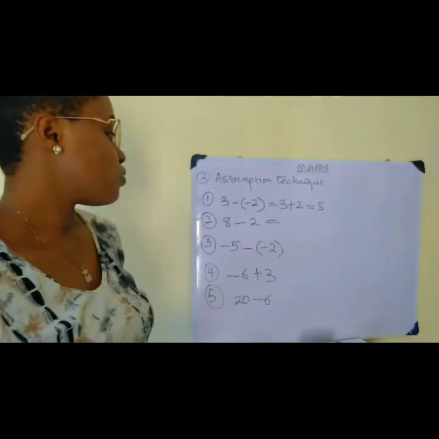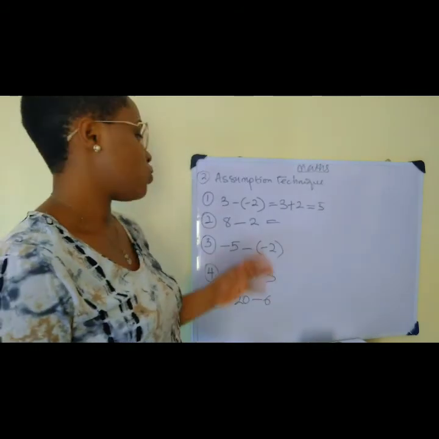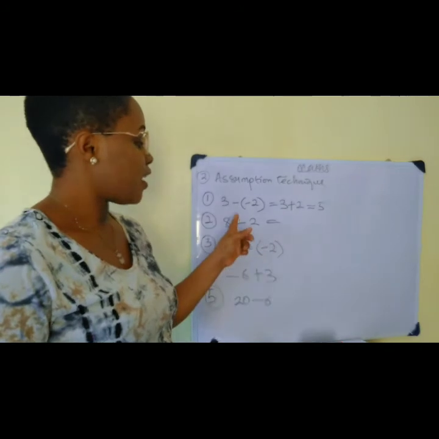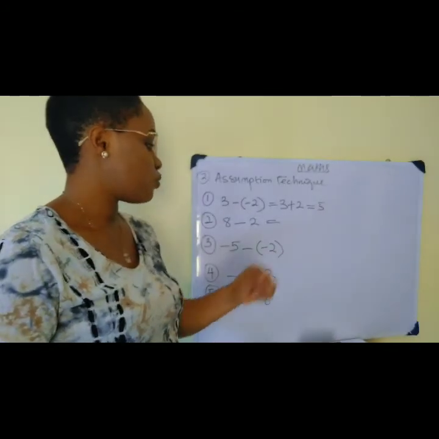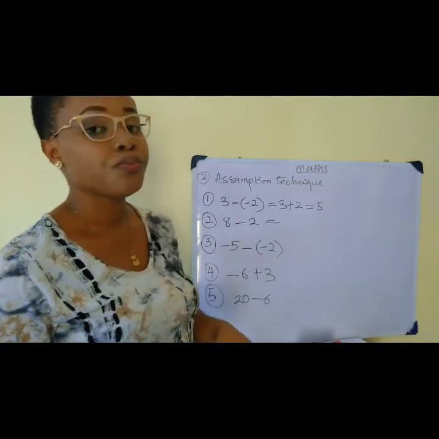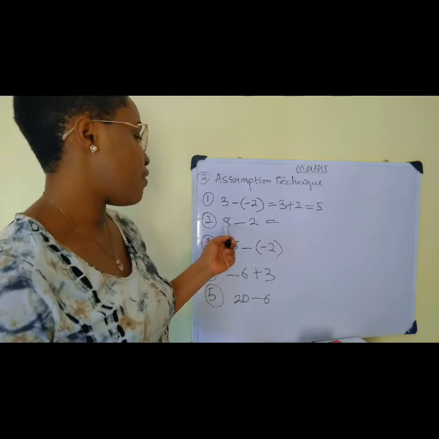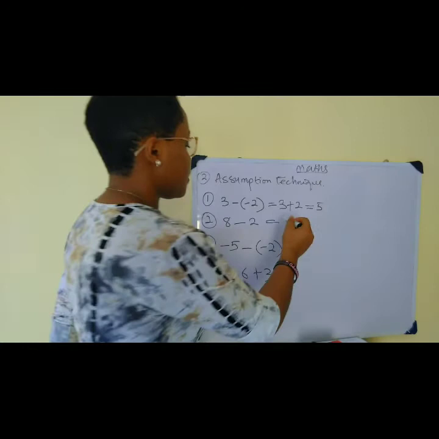The second one is a positive 8 minus 2. So you have 8 as the money at hand, and then you're owing someone 2. This is negative 2. So you're owing someone 2. So what you do is, out of the 8 that you have, you pay off the 2, and what you will have in your bag left is 6.